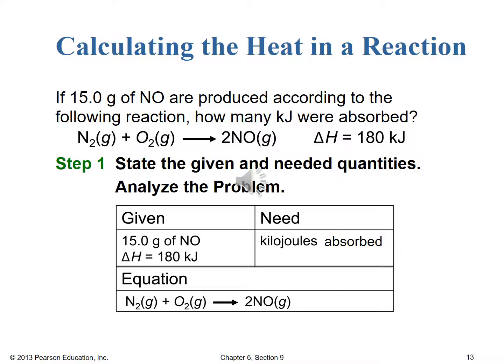Okay, so let's go ahead and analyze this. Step 1, state our given and needed quantities. So we're given 15.0 grams of NO. Our delta H is a plus 180 kilojoules. We don't have to show the plus, we understand it to be there, but we definitely want to show a minus if we end up with one of those scenarios. And finally, we need to know the kilojoules of heat actually not produced, but absorbed in this case. And we have the balanced chemical equation to help us with that.